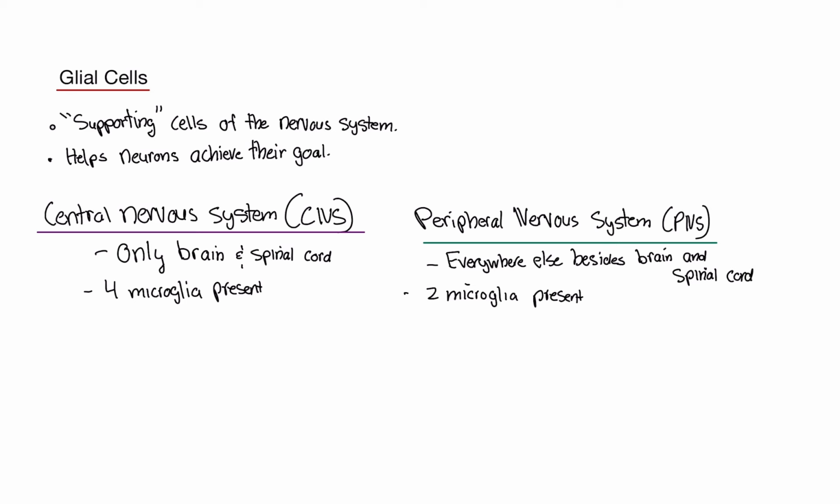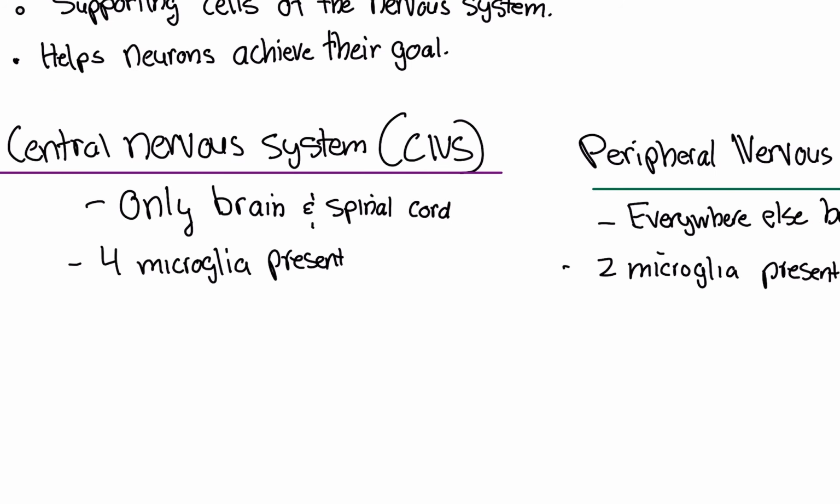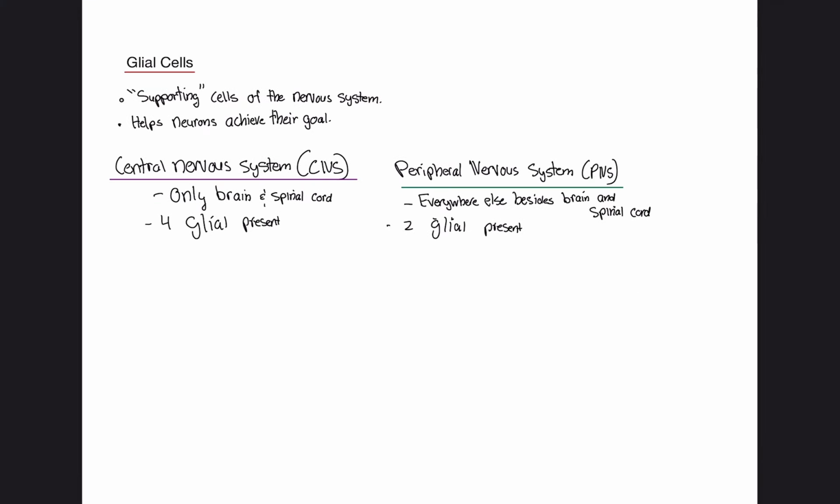So the first thing we're going to talk about is what the central nervous system is, aka the CNS. Any neuron or any glial cells that are part of only the brain and spinal cord in your body are part of the CNS. That's the CNS, only brain and spinal cord stuff. There are 4 glial cell types present. Sorry, did I just write microglia? No. I apologize, glial. There's a reason I put microglia. It's because there are microglia cells, which are glial cells.